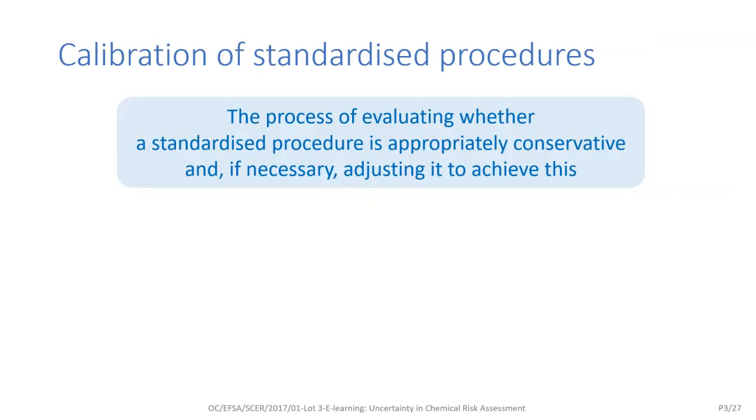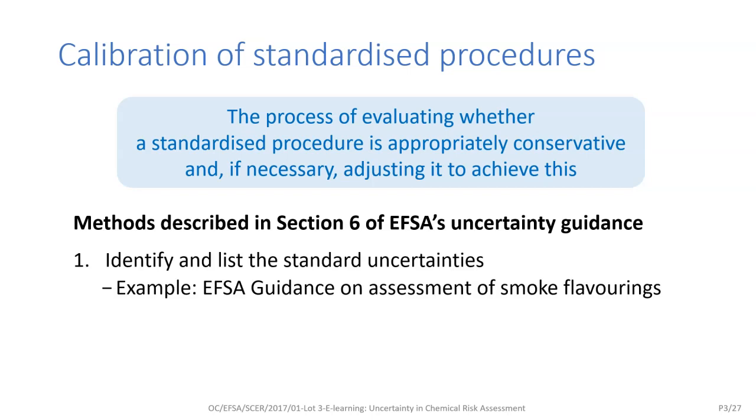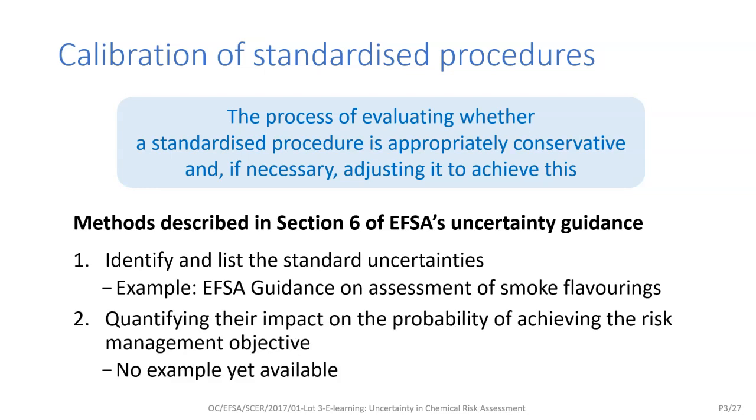Before we close, it's important to make you aware of the need for calibration of standardized procedures, as these are used in most regulatory assessments. Calibration is defined in EFSA's uncertainty guidance as the process of evaluating whether a standardized procedure is appropriately conservative, and if necessary, adjusting it to achieve this. And it should be done every time you review a standardized procedure or develop a new one. Methods for this are described in section 6 of the uncertainty guidance. You can find an example of the first step of this process in EFSA's guidance on risk assessment for smoke flavourings. No example is yet available for the second step, but support is available from the working group on uncertainty.